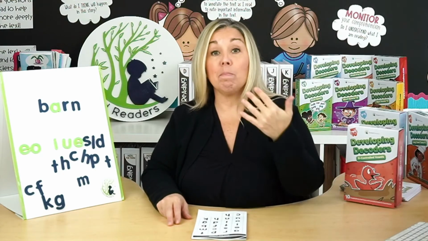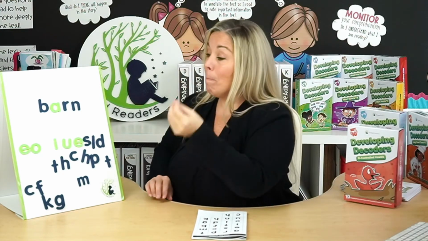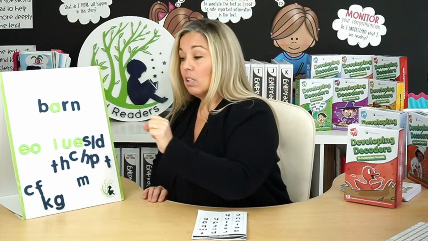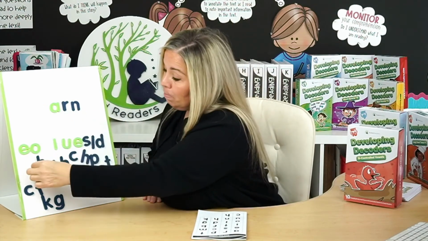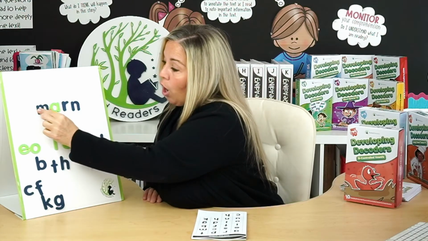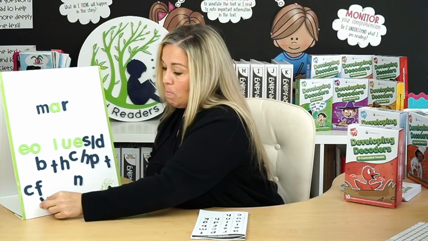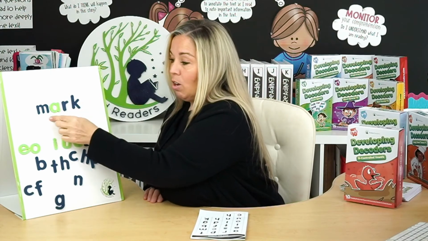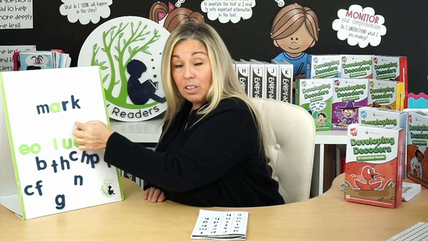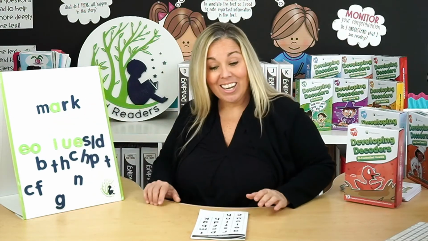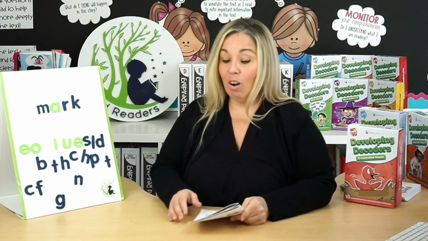All right, now I want you to change barn, and I want you to make the word mark. I will write a mark on the paper. Mark. Let's do it. Mark. And it's just that K. Mark, bark, stark, lark, right? Arc, that ending. Good job. Write it down.